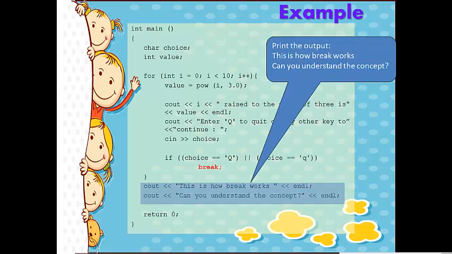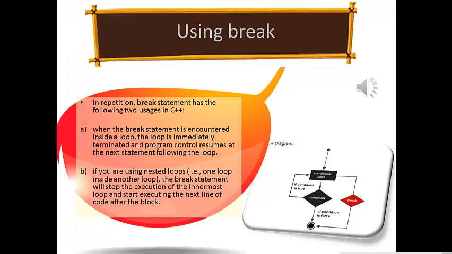So, in short, break can be used in two different ways. First, if the break is in the for loop, it causes the for loop to stop working and resumes its control at the next consecutive program statement. Second, if the break is in a nested for loop, it causes only the inner for loop to stop working, not the outer for loop.